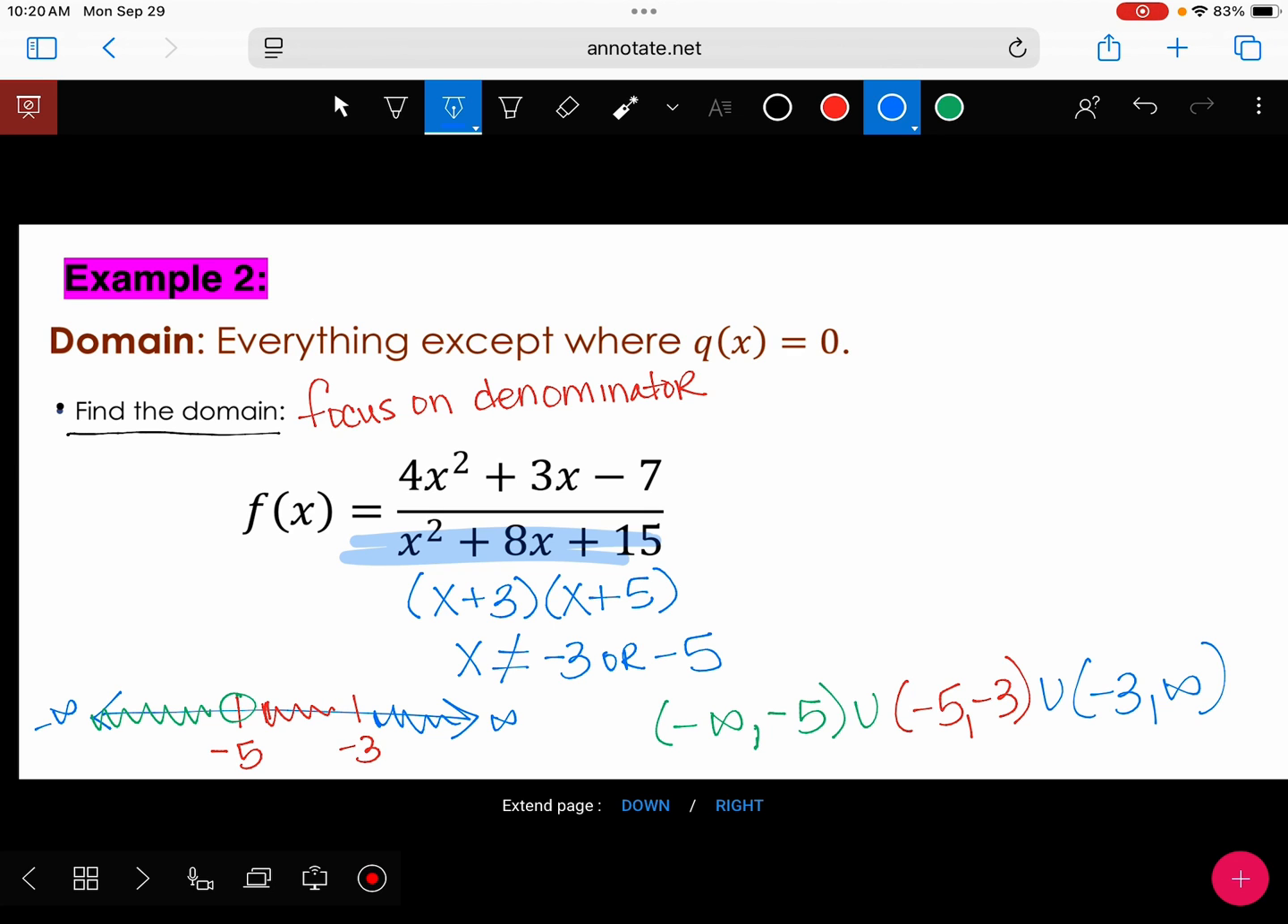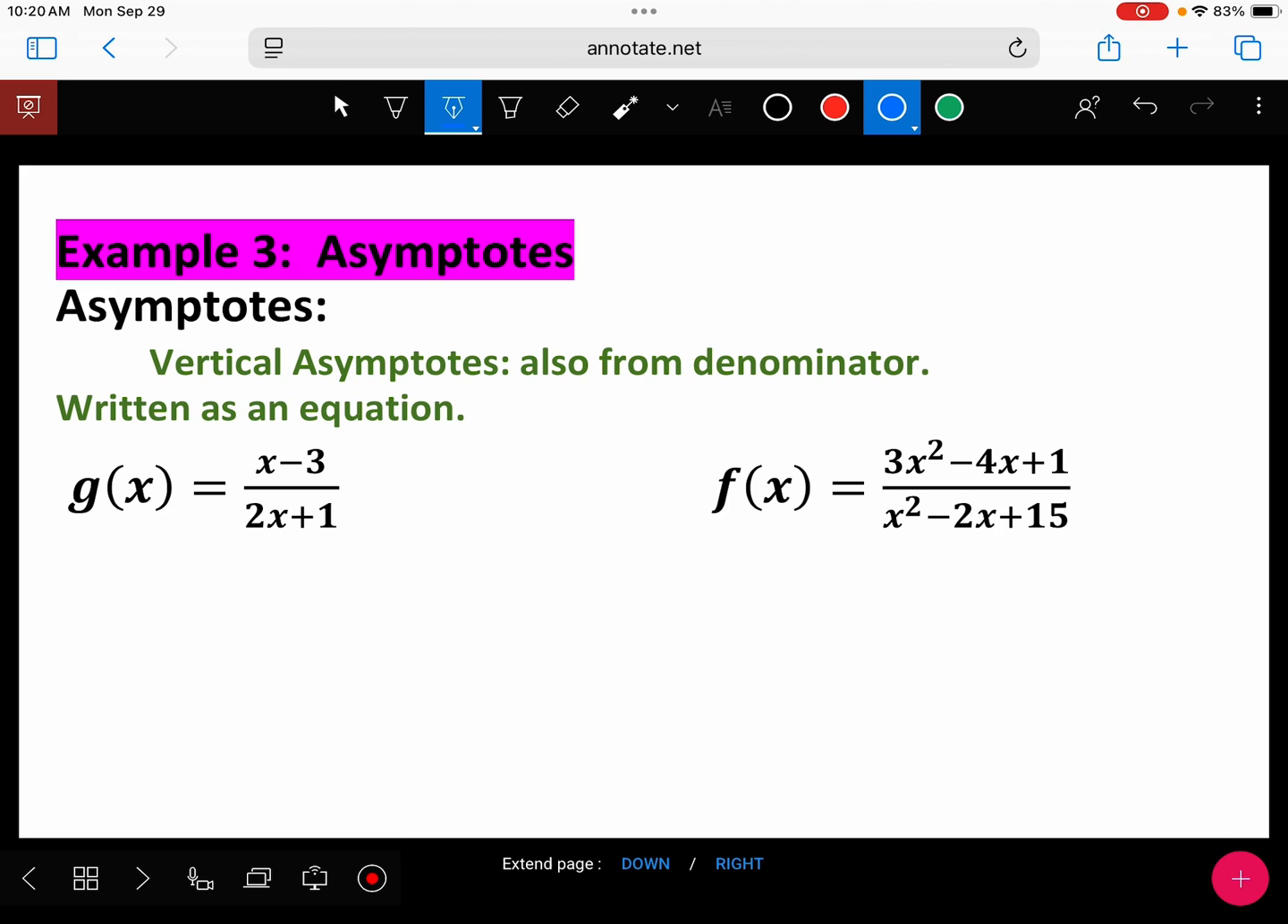The next thing we're going to talk about is vertical asymptotes. Now, we've already talked about discontinuities in this chapter. We've talked about the 3. There's an infinite, there's a removable, and there is a jump. So the infinite discontinuity comes into play from your denominator also. Except the difference is I'm going to write it as an equation, not an ordered pair.